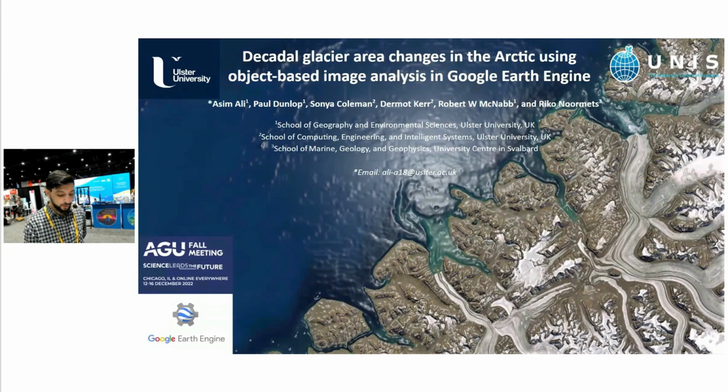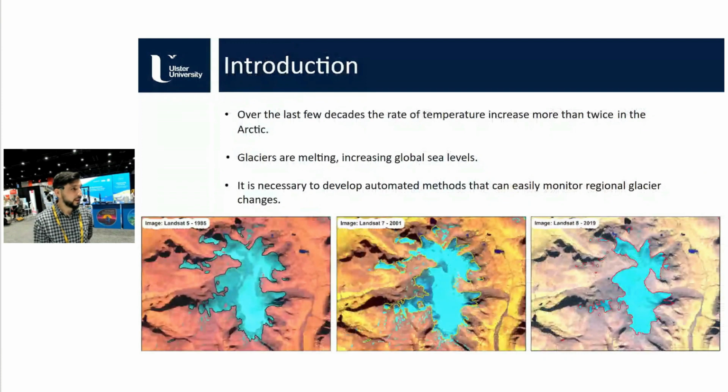So as we know, climate change has a significant impact on the whole cryosphere, especially on glaciers, which are melting at various rates in different parts of the world. And specifically for the Arctic, the temperature has been increasing at more than twice the rate compared to other regions of the world.